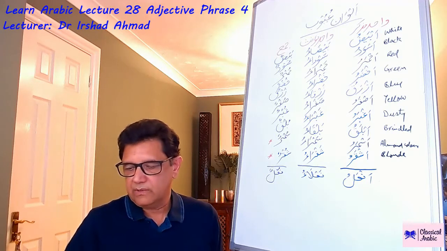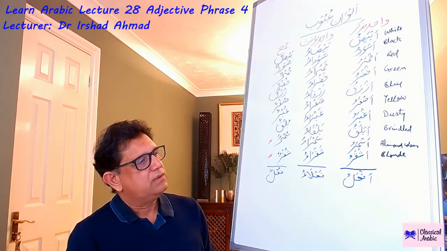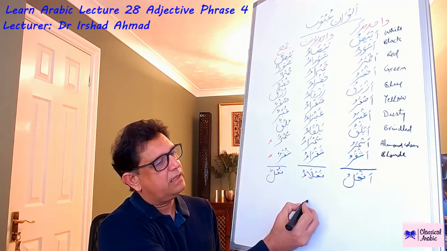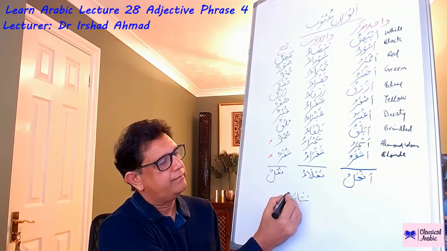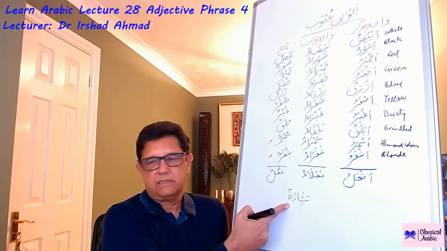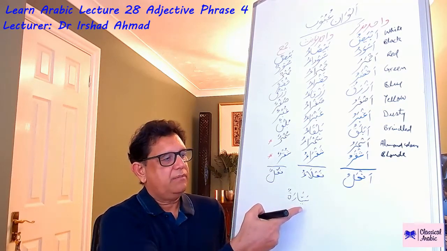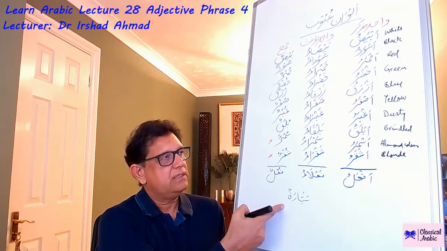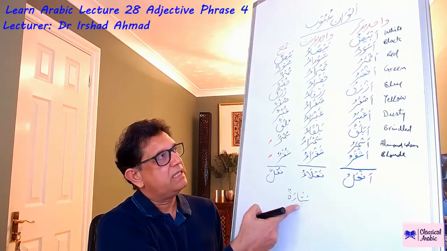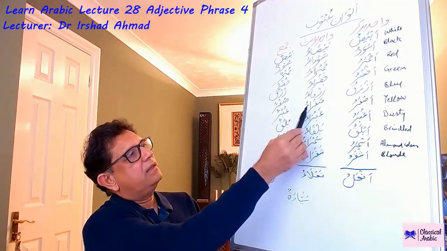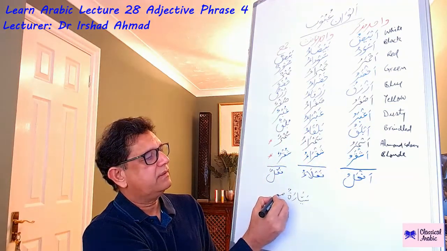For example, if we want to say a yellow car, car is sayyaratun, and ta marbuta means it is feminine. What kind of car? Yellow car. In Arabic, mawsuf comes first and then sifa follows, we know that. So sayyaratun, because it's feminine and we want to say yellow car, we'll have to pick from here not asfaru but safra'u. So sayyaratun safra'u.